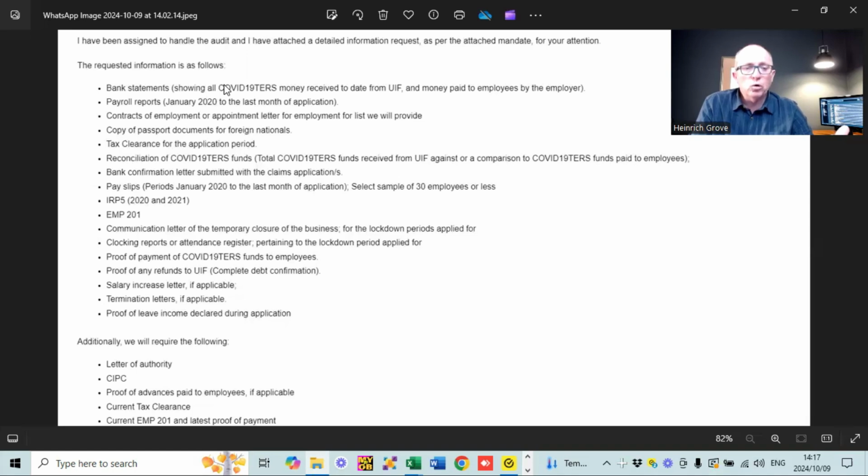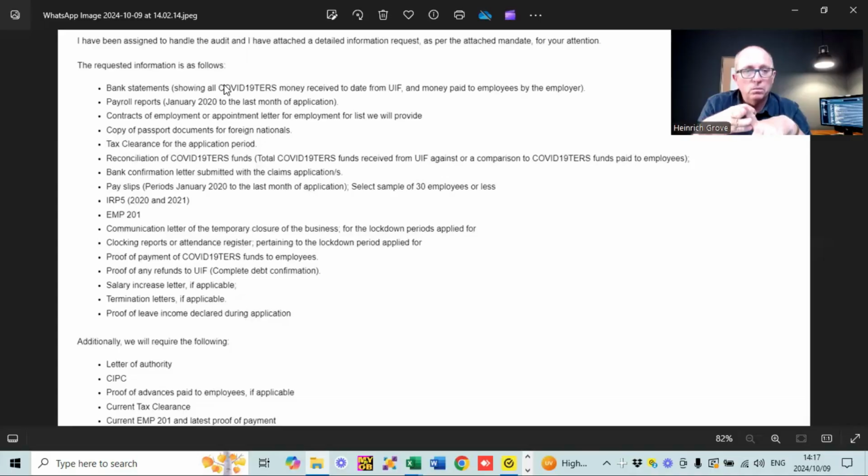EMP201s. Let's maybe talk about the IRP5 and EMP201. They're asking for the 2020 and the 2021 years, and then the EMP201, which I assume is for the periods during the lockdown. So remember that your TERS payments are not a taxable amount in the hands of the employee, and the employers were basically just the agent working on behalf of the Department of Labour. So they were just receiving the money from the Department of Labour and paying it out to the employees.